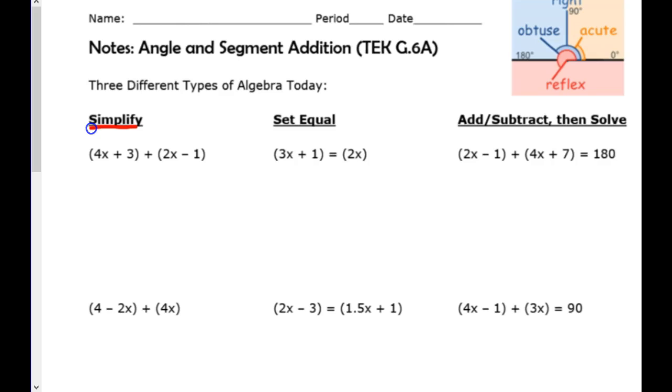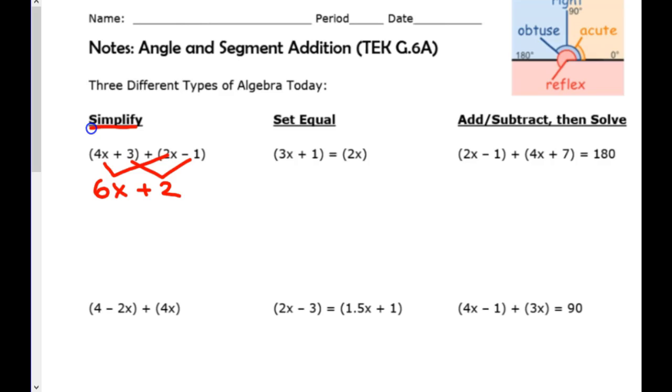So what are my like terms? I've got x's, 4x and 2x. What does that give you? 6x. And then my constants, the numbers by themselves, 3 and minus 1, give me 2. So plus 2. That's it. So it's not x equals something. Simplifying just means if you have more than one term that's alike, you combine the like terms.